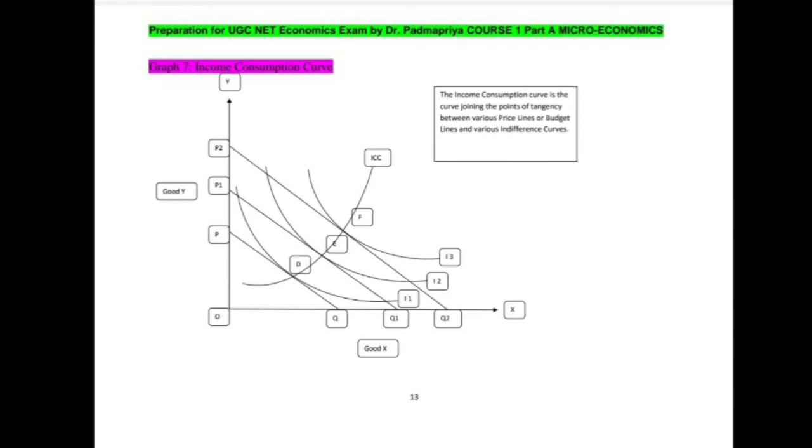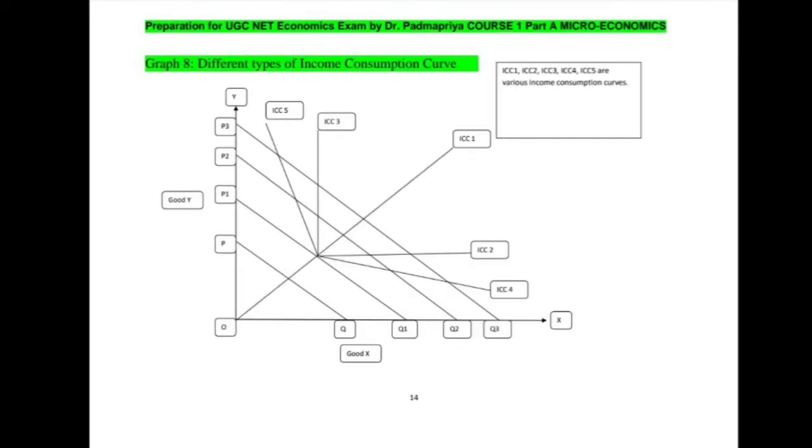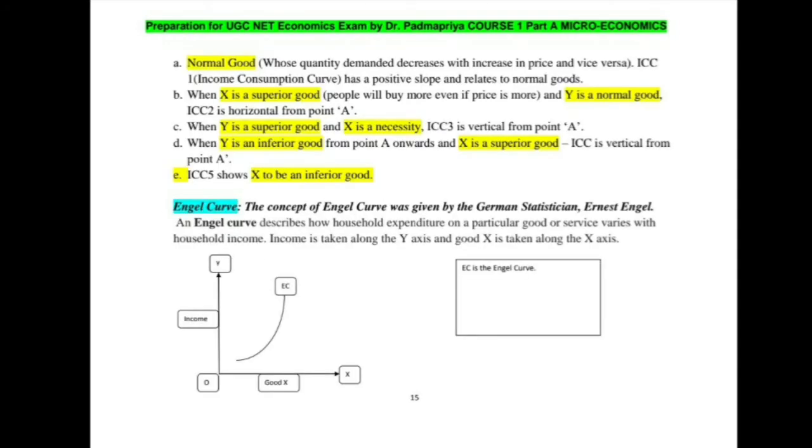Now, there are different types of income consumption curves. Here we have ICC1, ICC2, ICC3, ICC4 and ICC5. In the case of a normal good, the income consumption curve has a particular kind of slope. When a good is superior, it has a certain kind of slope. Like when good X is superior, ICC2 is horizontal. When Y is superior, then ICC3 is vertical. And similarly, ICC4 is also vertical from point A. ICC5 shows where X is an inferior good.